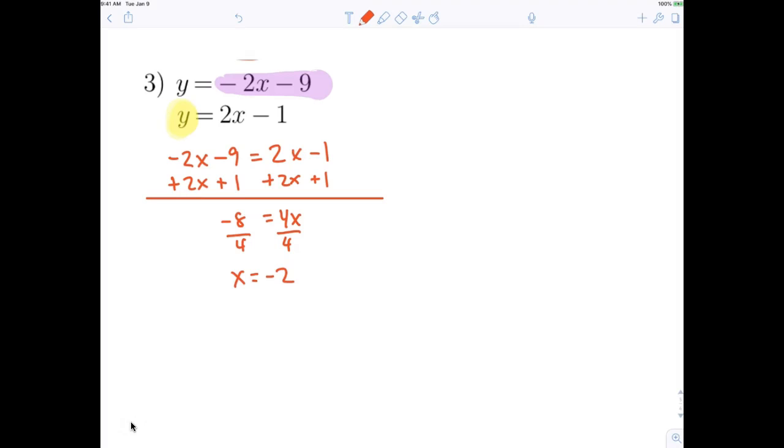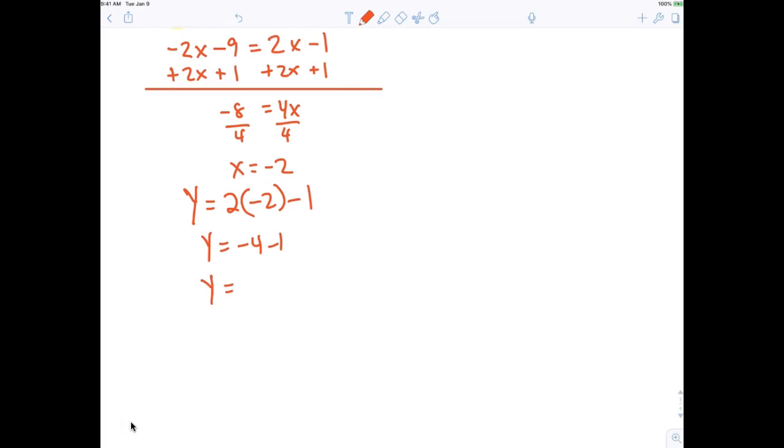Will, you still with me? Now I have x equals -2. I think this up here is the easiest equation, so I'm going to write y equals 2x minus 1. What is the x now? What did I say x was equal to? -2. So y equals 2 times -2 minus 1. Y equals -4 minus 1. So the y value is what? The y value is -5.